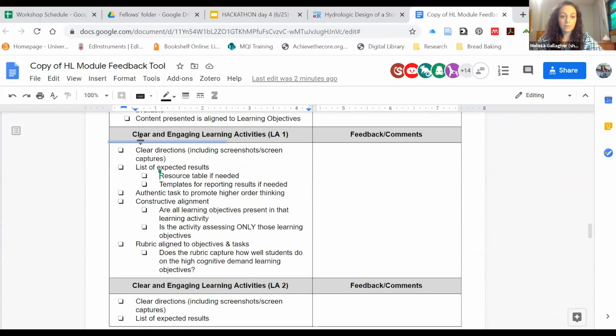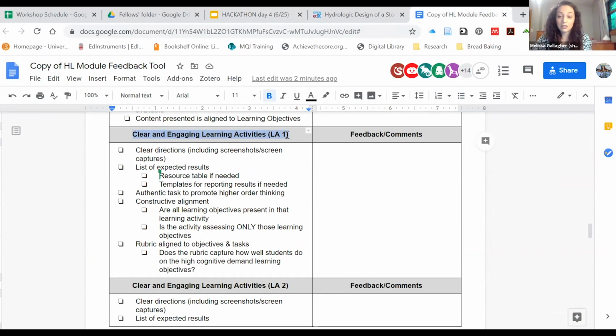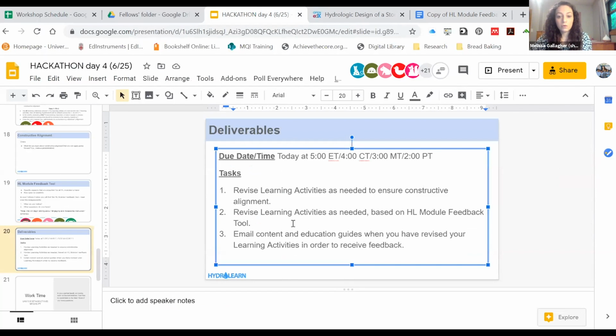But there are sections here looking at clear and engaging learning activities. So we'll use this tool to start thinking about revising your learning activities as needed.